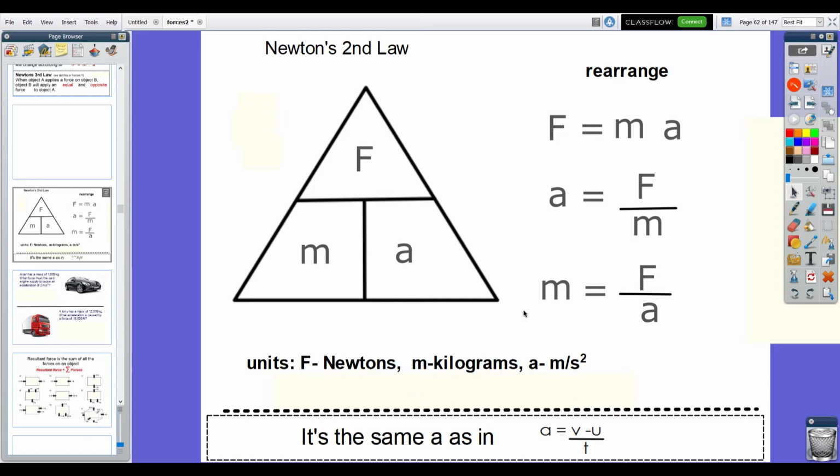Just bringing you back, we have already talked a lot about acceleration, and sometimes we get confused about which acceleration we mean. This is the same acceleration that we've come across in v squared minus u squared equals 2as. It's the same acceleration as a equals v minus u over t. It's just another way to calculate it, another correlation in the real world of physics, that F does equal m times a. So please copy that into your book, and we'll go through a couple of really simple calculations here.